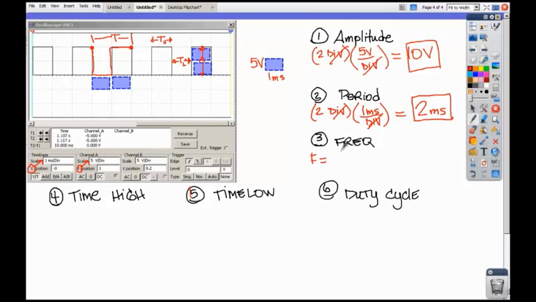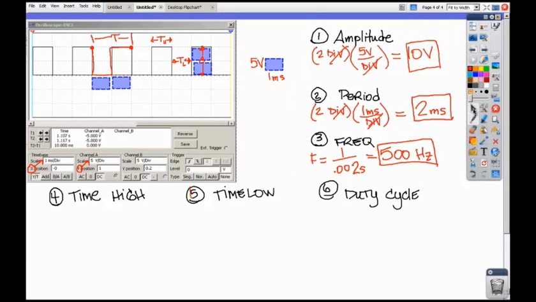Frequency is going to be 1 over this period, but I need to convert it from milliseconds to regular seconds. And when I do that, I should get 500 hertz. 1 divided by 0.002.